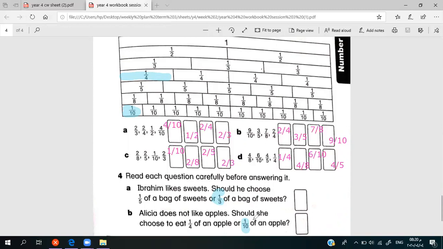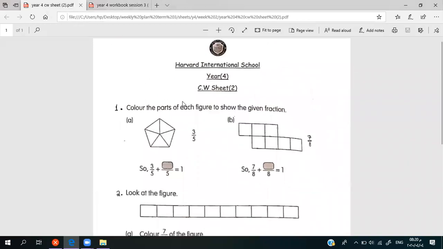Okay. This is our workbook. We're done from it. And let's go to the class worksheet. It's only one page. Now, he's saying color the parts of each figure to show the given fraction. Here he wants you to color 3 out of the 5. 3/5 means he wants you to color 3 of the 5. So here is 1, 2, and 3 parts like that.